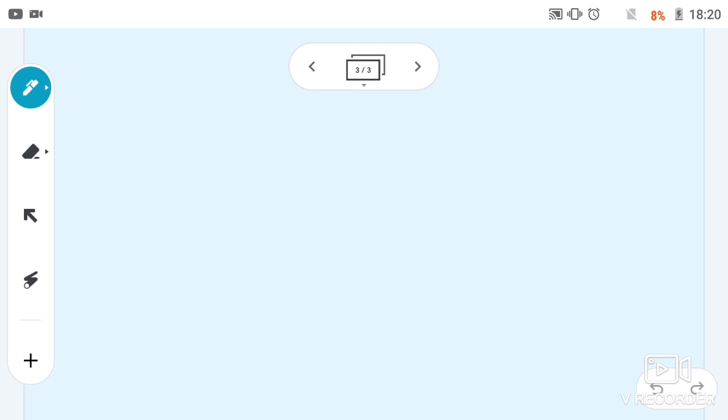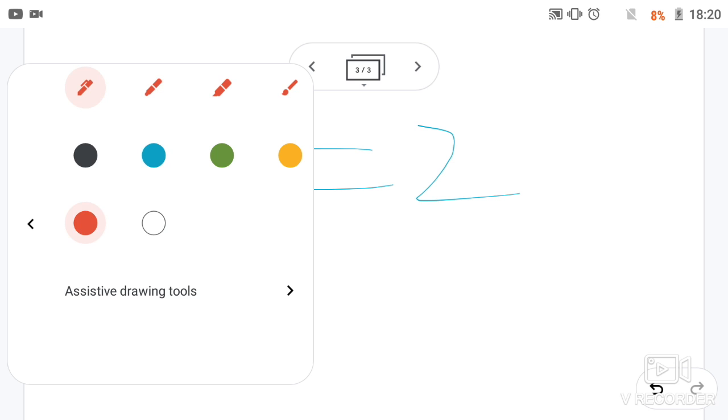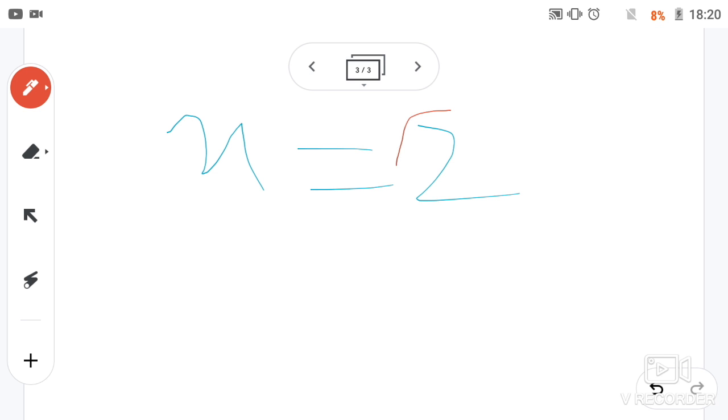And as you see, it's really simple. x is equal to 2. So this 2 is the answer. For checking it, just put this value in the equation.